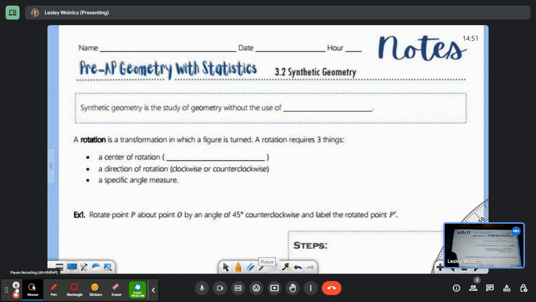Some transformations, but we've primarily used a coordinate plane. Okay, so we've had coordinates and reflected in a line or whatever. Today we are doing synthetic geometry, which is geometry without coordinates.